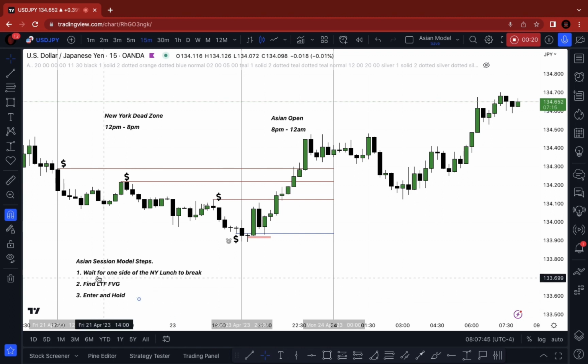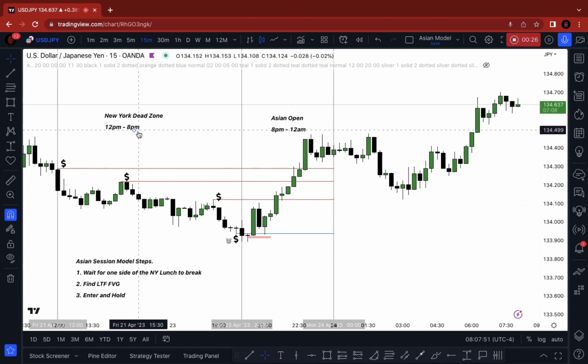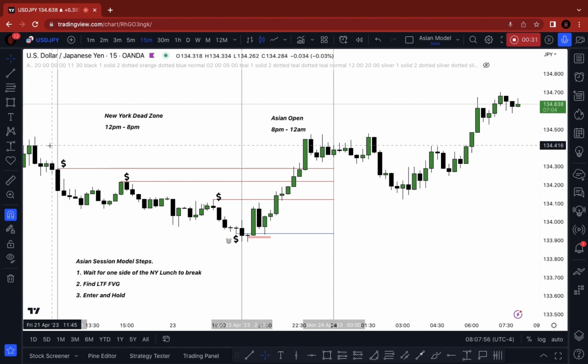So step 1, we're going to wait for one side of the New York lunch to break. And the New York lunch is normally between 12 p.m. to 8 p.m. Now, if you watch the Asian Session model that I originally made, I had it at 10 a.m. But I don't like the overlap with London close. London close is 10 a.m. to 12 p.m. So I pushed back the New York dead zone to 12 p.m. to 8 p.m. New York Eastern Standard Time.